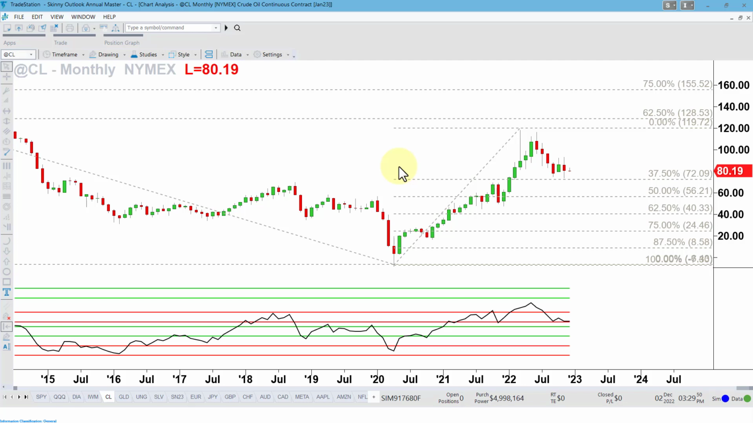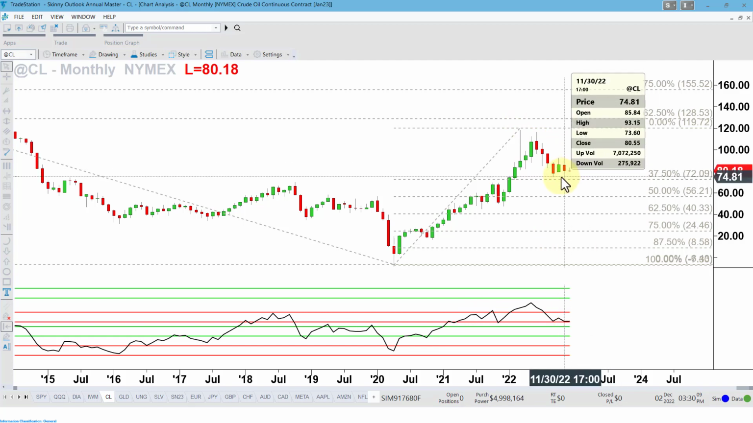So here we have the chart of oil futures. Now, this is the continuous contract chart, so it's rolling from one month to the next. And this is the monthly time frame, every one of these candlesticks representing one month of price action. And my favorite momentum indicator down below, the RSI power zones, again, based on the monthly data.